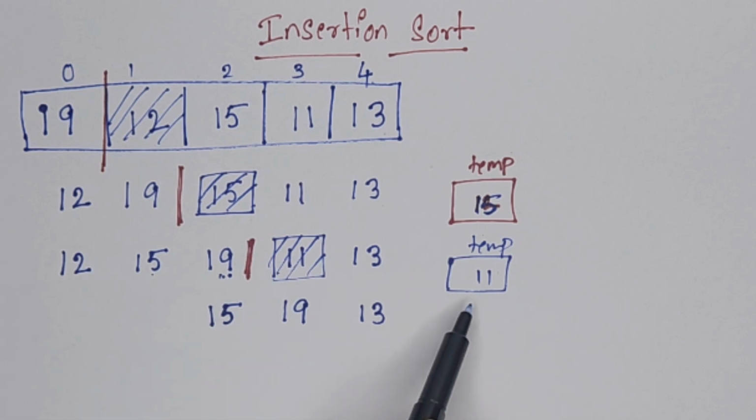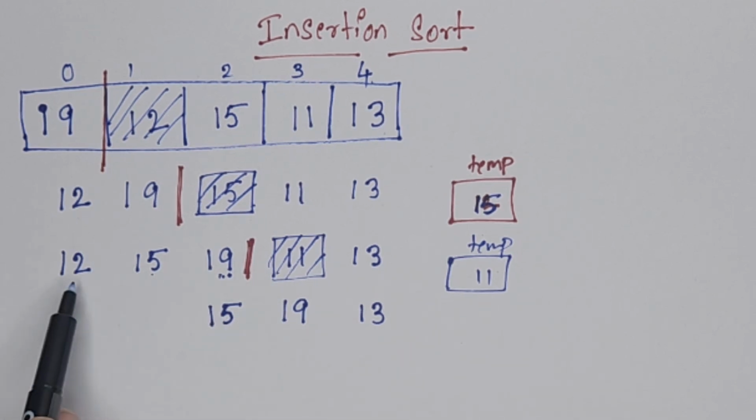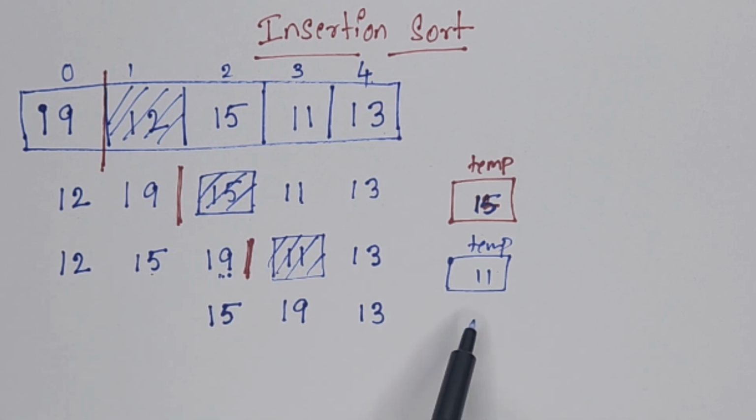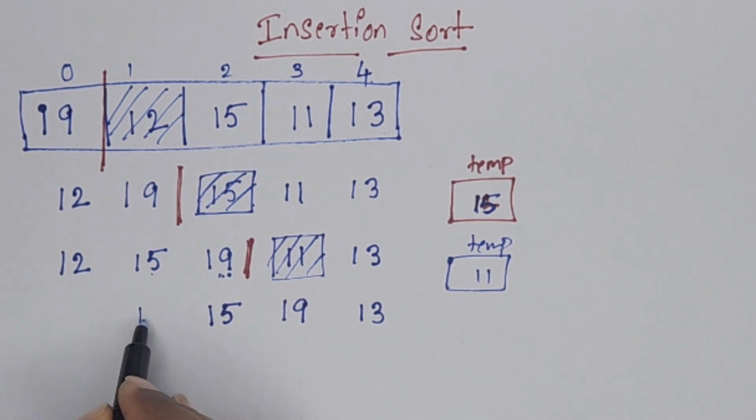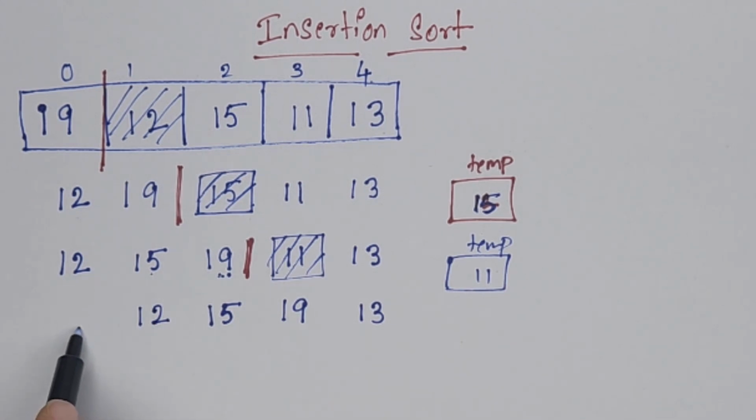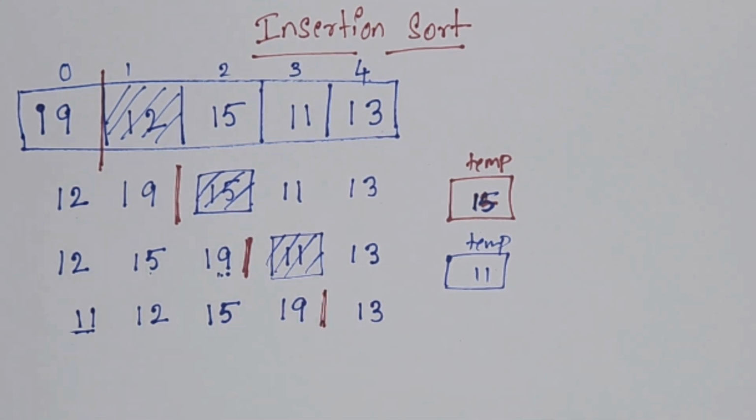Now 15 is also greater than 11, so shift it to the right side. One more element is there, 12. 12 is greater than 11. Yes, 12 is also greater, then shift it to the right side. Now in this place, is there anything to compare? No. So one place is empty. Now in this place we can store 11. Okay. Now these four elements are in the sorted list.